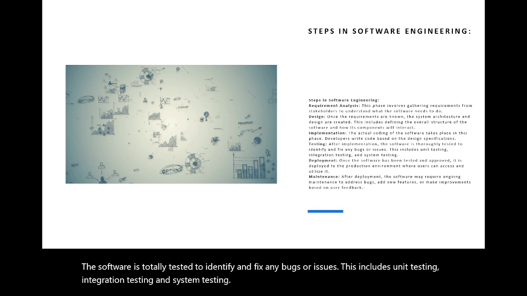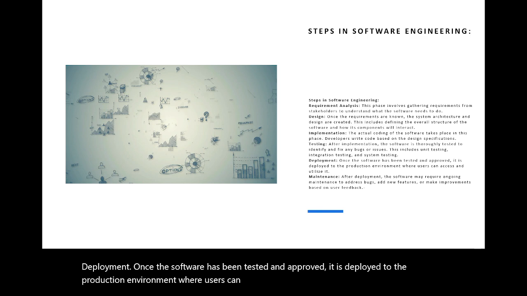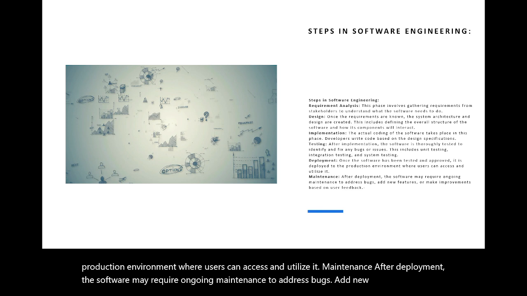Deployment. Once the software has been tested and approved, it is deployed to the production environment where users can access and utilize it. Maintenance. After deployment, the software may require ongoing maintenance to address bugs, add new features, or make improvements based on user feedback.